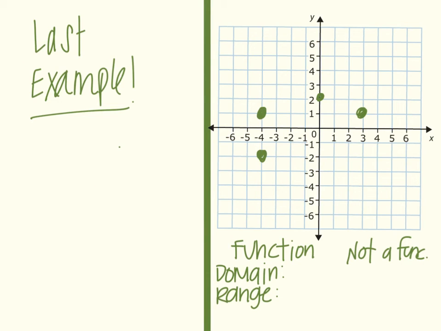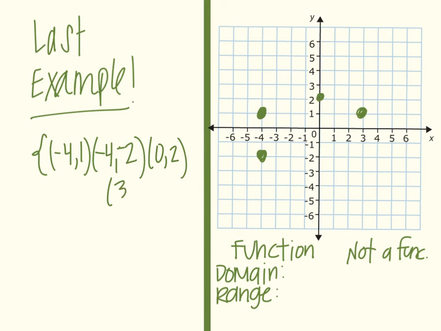Alright, so the last example for today. This time we're given a graph that just has 4 points plotted on it. Let's start by identifying what those ordered pairs are. So I'm going to make a relation. We have -4, 1. So -4, 1, -4, -2. We have 0, 2. And finally we have 3, 1.